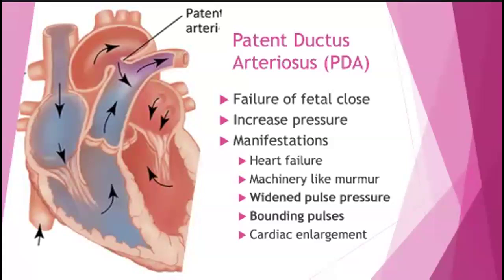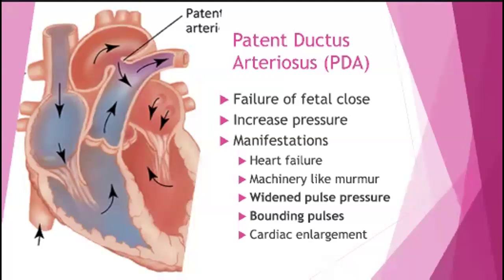Because the aorta has a higher pressure than the pulmonary artery, blood flows from the aorta into the pulmonary artery. This creates that left to right shunt, resulting in increased pulmonary blood flow and volume overload of the left atrium and ventricle. Clinical manifestations. Small PDA may be asymptomatic.